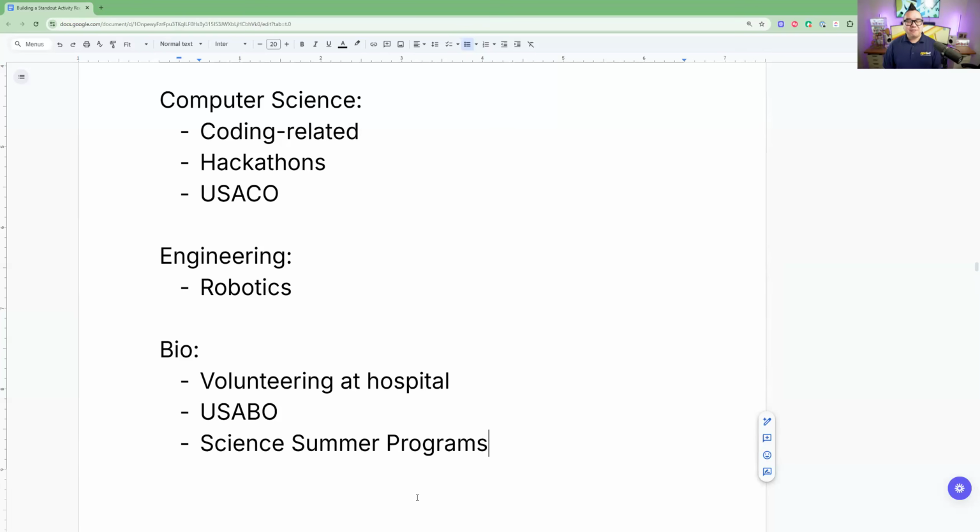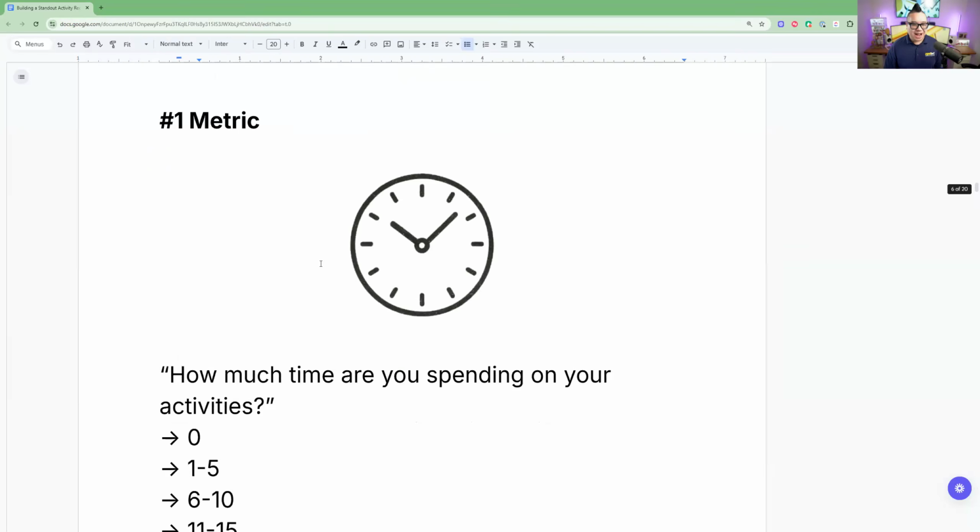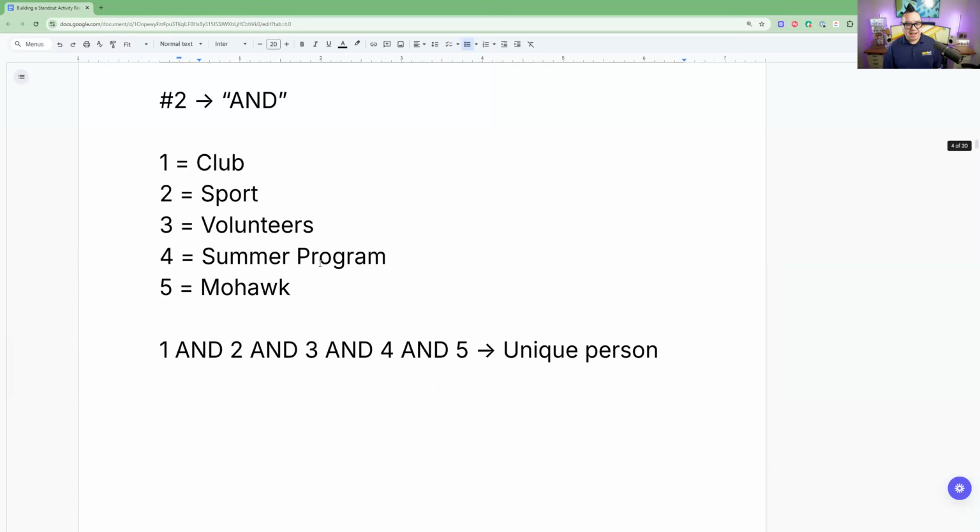So if everyone's doing very similar things, how do we create the "and" situation? Because if everyone's doing coding, everyone's doing hackathons, the first two, one and two, you look the same as everyone else. So to make you unique, you need your three, four, five, and so on, bigger numbers, right?